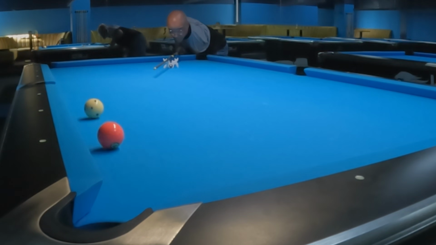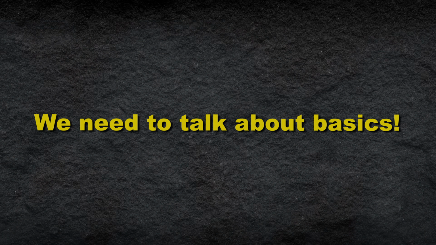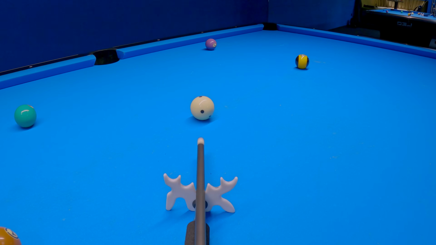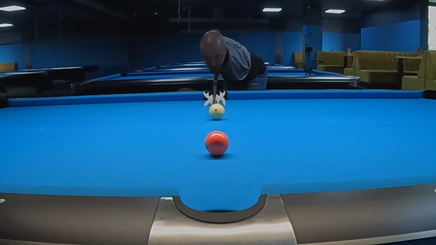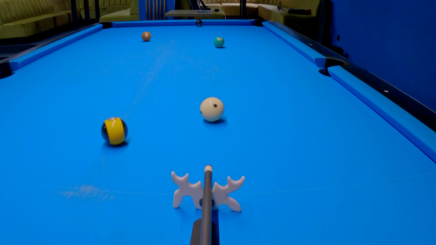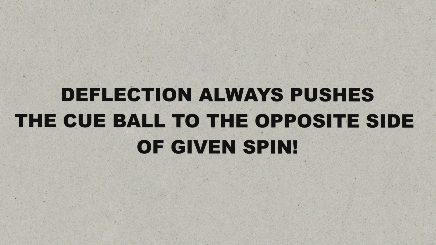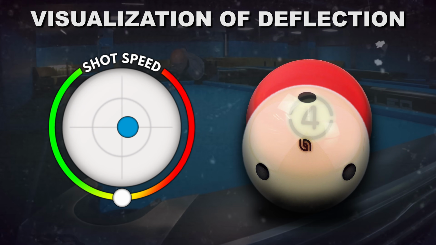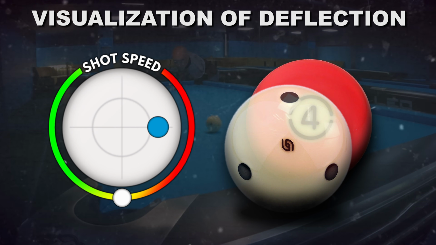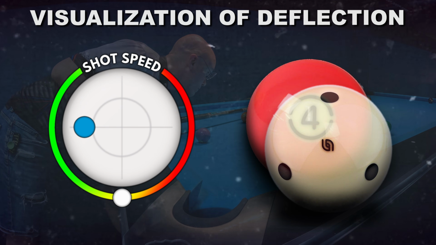Okay, but to understand all important information, we first need to talk about the basics. When we execute a shot using side spin, then we need to slightly change our aiming point, and this is caused by the fact that the cue ball deviates from its natural line due to the deflection factor. We need to remember that deflection always pushes the cue ball to the opposite side of the given spin. So if we apply right-hand English, then the cue ball deflects to the left, and if we apply left-hand English, then it deflects to the right.